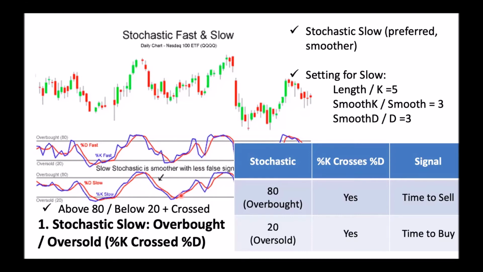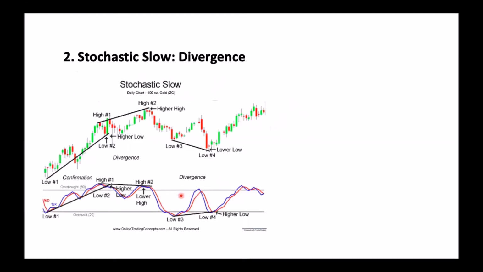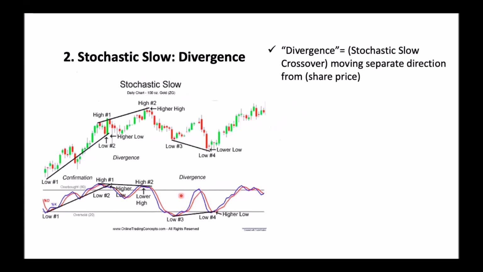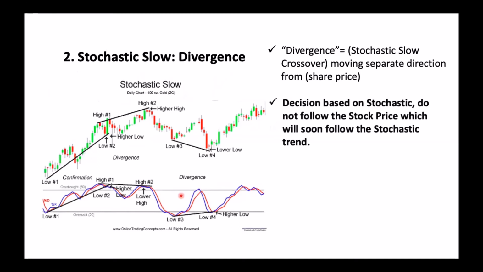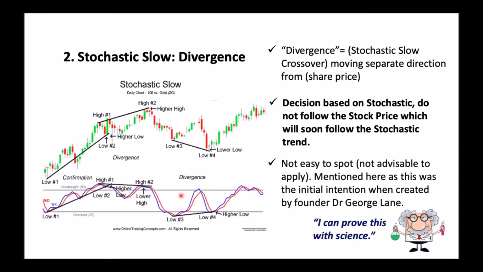Okay, the other stochastic slope is divergent again. This also we mentioned. Divergent is moving in a separate direction from the share price. It's the same as MACD, they're moving in different directions. When the price is going up, it's going down. It basically shows you that the price will go down soon. So our decision is based on the stochastic direction and not following the share price. Again, I mentioned to you, it's not easy to spot. However, I mention it here because it was the initial intention when it was created by the founder, Dr. George Lane. So as I mentioned, at least you know why it was invented for this purpose.